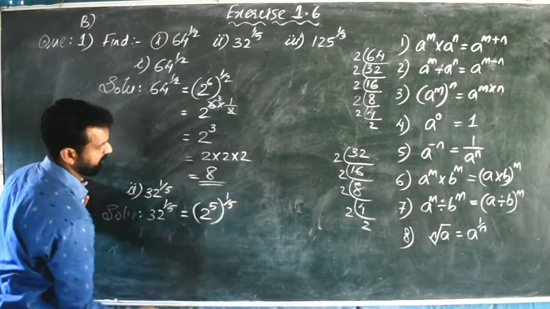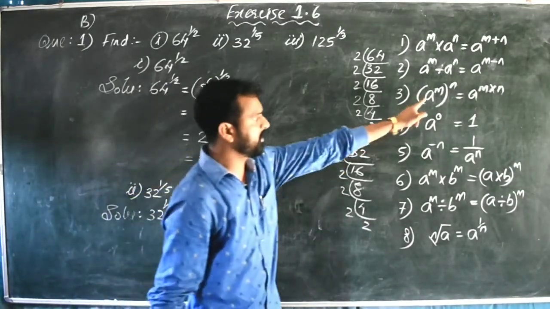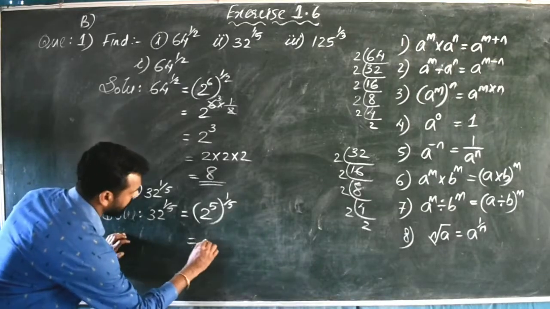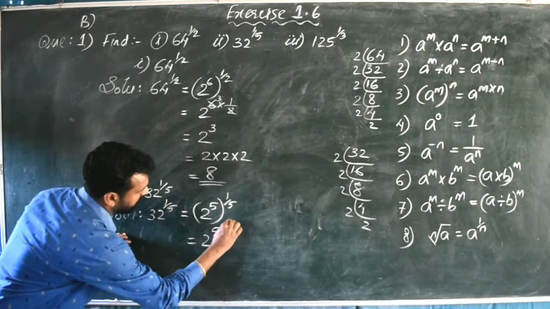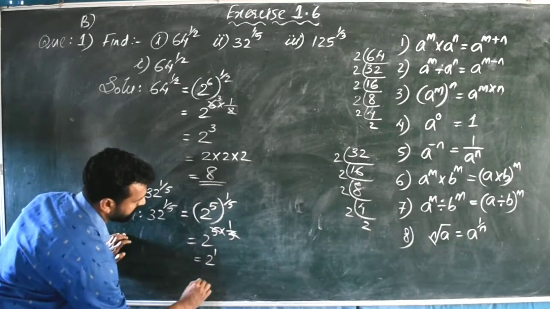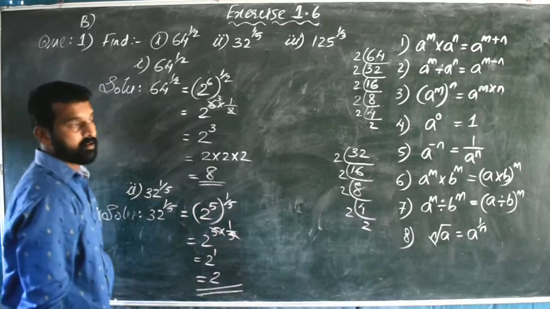Now it is of the form (a raised to m) the whole raised to n, which is equal to a raised to m into n. That is equal to 2 raised to 5 into 1 by 5. 5 and 5 we can cancel. That is equal to 2 raised to 1. 2 raised to 1 is equal to what is the answer? 2. Question number 3.